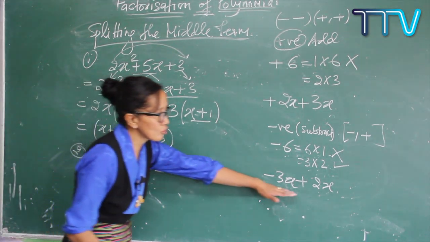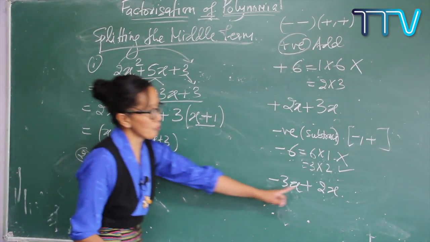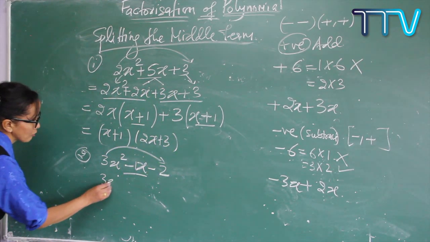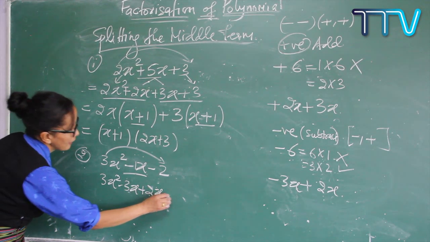Okay, so now this 2, we are splitting up into these two. When you subtract, you are exactly getting 1. If you multiply, you are exactly getting negative 6. Understood? So you can write it this way: 3x square, negative 3x, positive 2x, and negative 2.